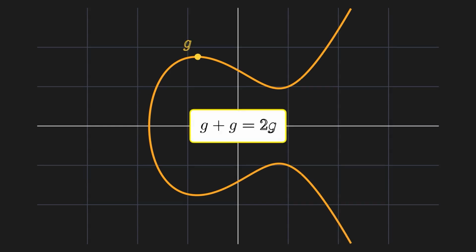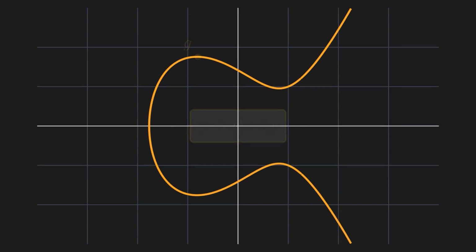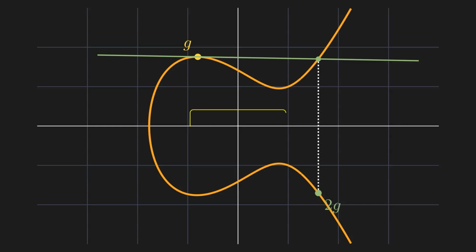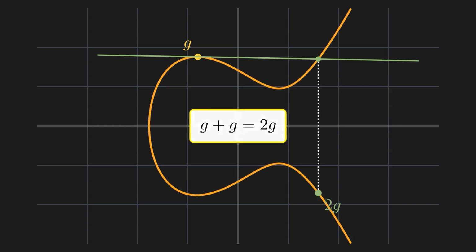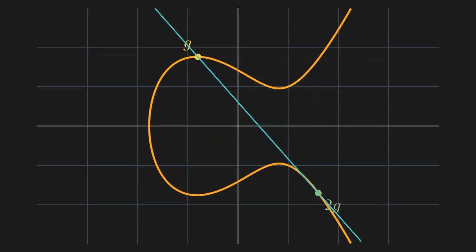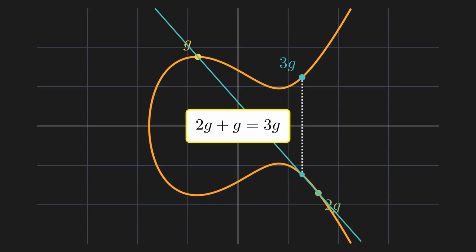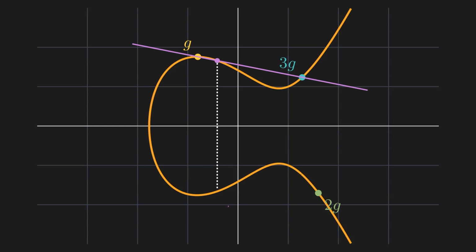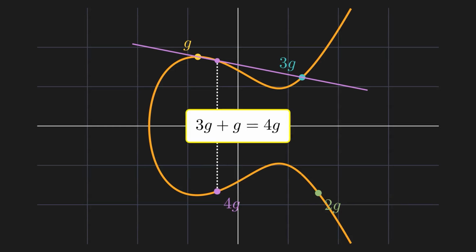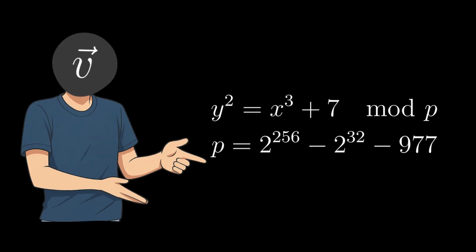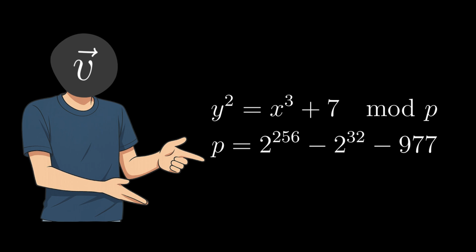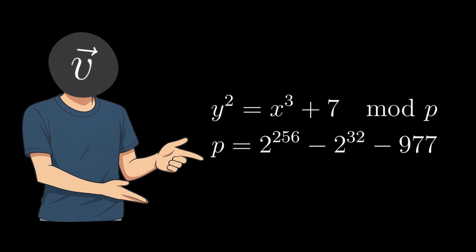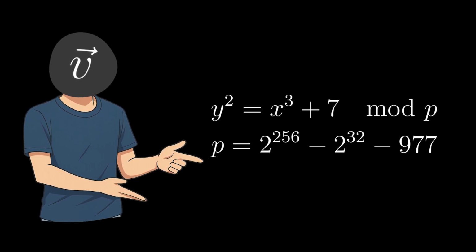With P equals K times G, we start at point G. 2G equals G plus G. Draw a line, intersect, reflect. This is 2G. 3G equals 2G plus G. So we draw a line to point G, intersect, reflect. This is 3G. 4G, just continue the process, and so on. In Bitcoin, the specific curve used is this. This defines the path we follow while adding and reflecting the points on the curve.